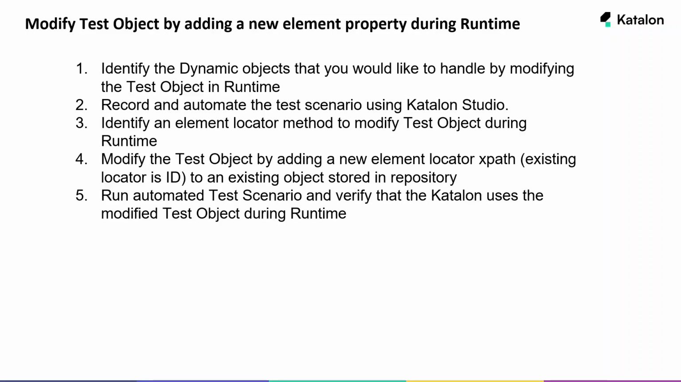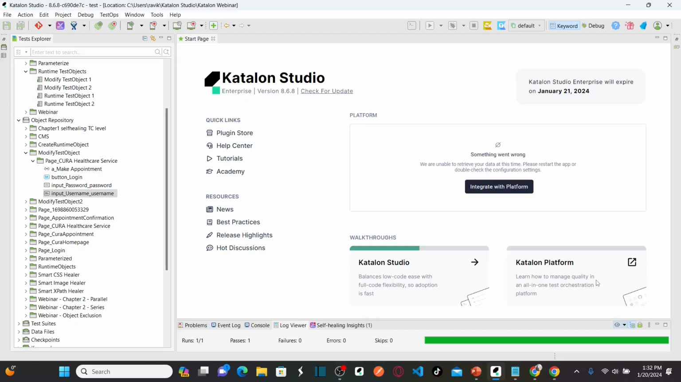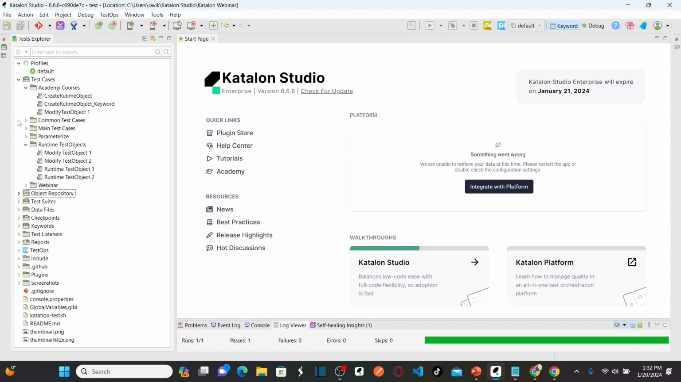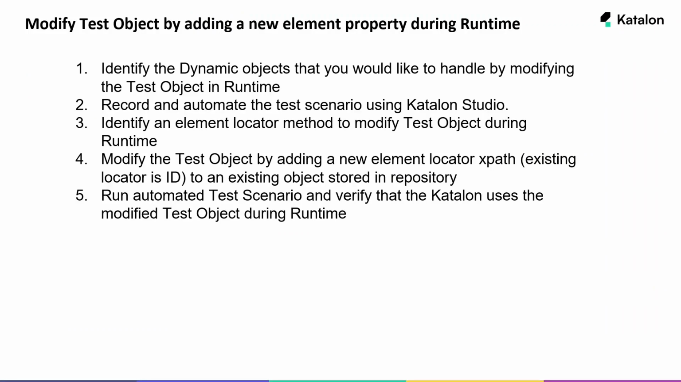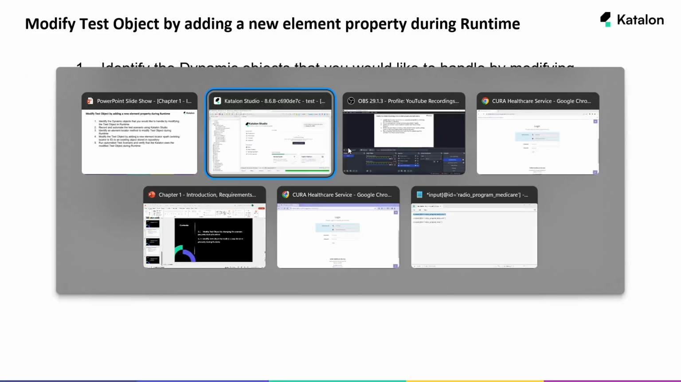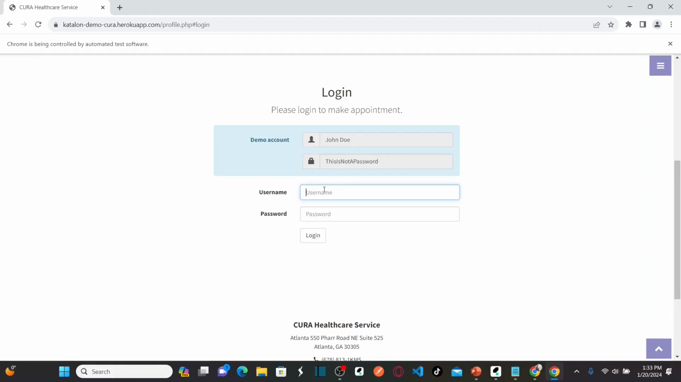Now I'm going to show you a real-time example: how can we modify a test object by adding a new element property during runtime by using Katalon Studio. So this is my Katalon Studio. Okay, let us first see what are the steps that we need to follow. My first step is to identify dynamic objects that you would like to handle. So I'm going to identify username as my dynamic object, so that I want to add a new property to this particular object during runtime.